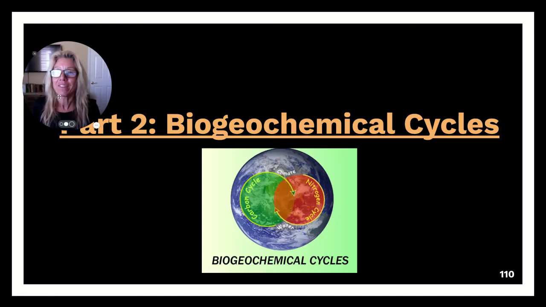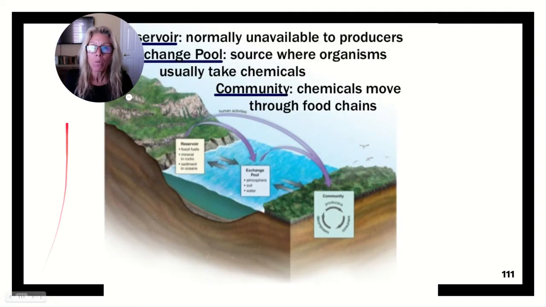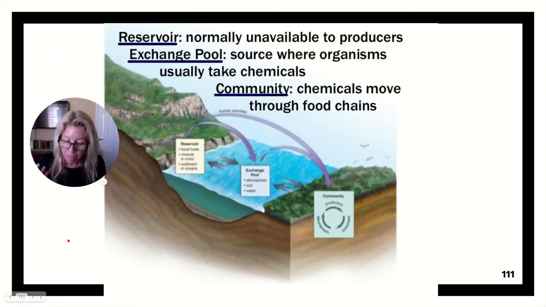Okay, now let's do the second part of this video, which will be about biogeochemical cycles. When we discuss the cycles, you may want to add this into your notes underneath chemical cycling. They're all going to start with producers taking in inorganic nutrients. That's true. But there are three words that I will use every once in a while. The reservoir is usually where it is stored, and it may not be available to producers. Where the producers can get at it and access it would be the exchange pool.